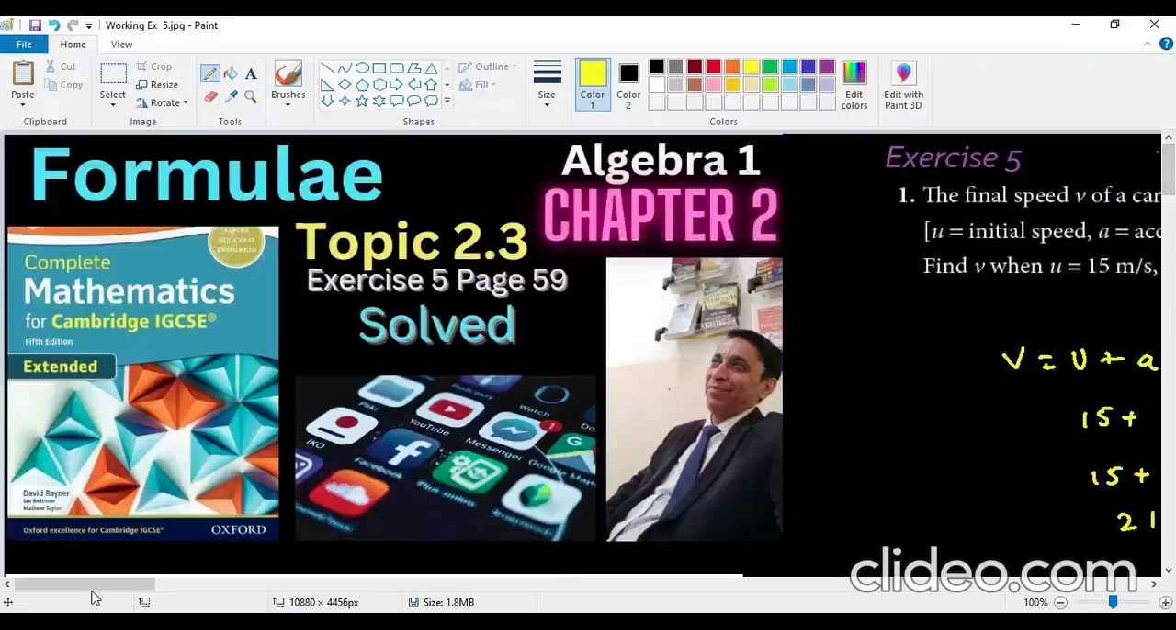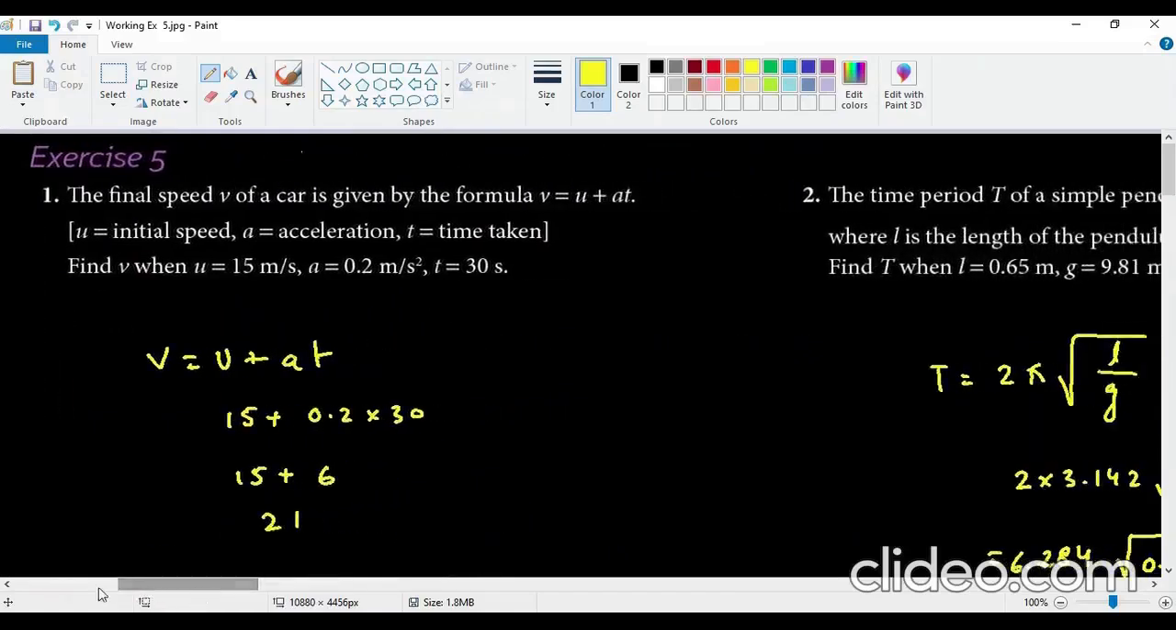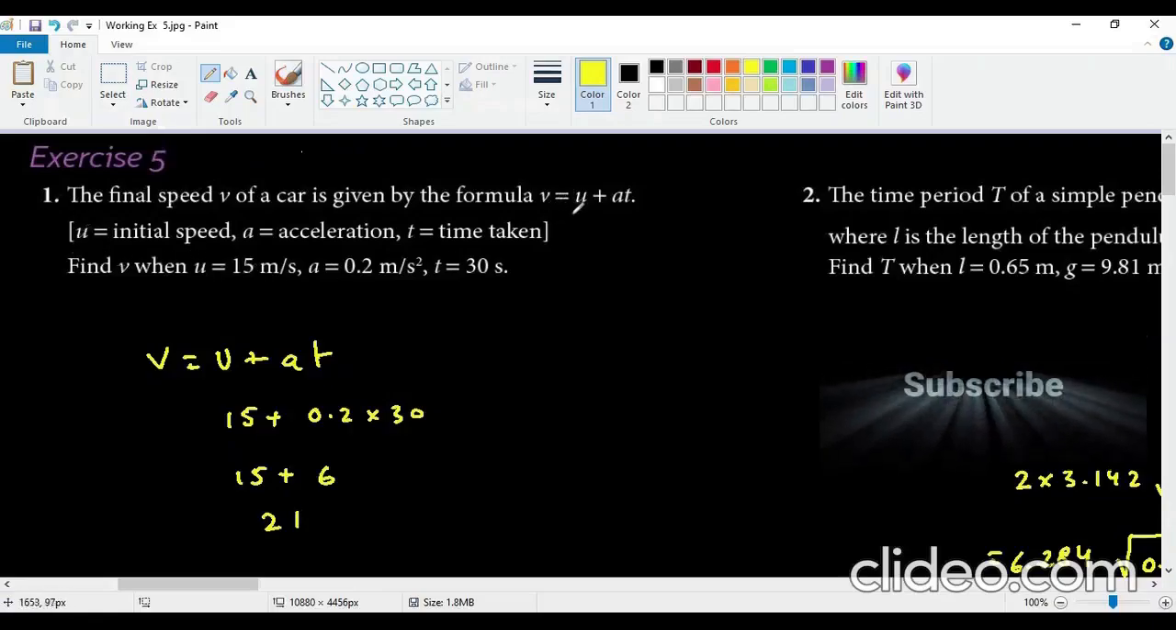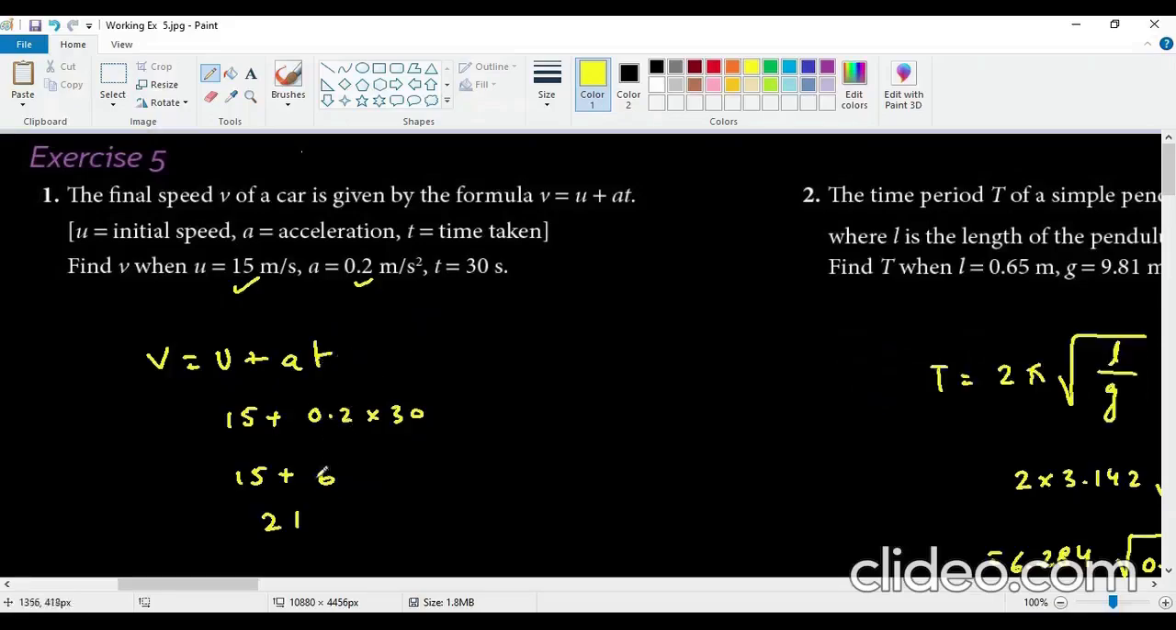As we have done in chapter 5, 5a was taken from the revision, and 2b was examination style questions from the past papers. Now, the little change I have made in this exercise is that I have already solved these questions for your ease and for the sake of saving time. In here, we just need to substitute the values in the given formula to get the answer. For example, in question number 1, the formula is v equals u plus at. The value of u is 15, which is given in the question itself, and then the value of a is 0.2, and time is 30. So I have substituted all the values and I have got 21 as the answer.